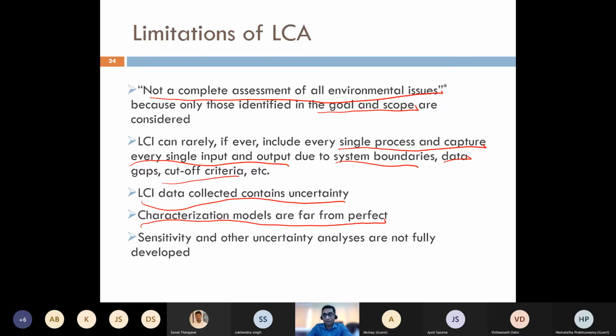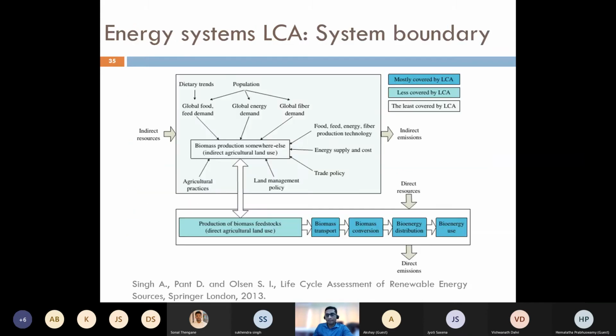Certain models, like the global ones for global warming and ozone depletion potential, are better, but other midpoints or endpoints are geography specific and have a lot of local assumptions built into them, which need to be understood and modified if needed. Uncertainty analysis is being done, but there's still a lot of scope for that in the future. So with that, let me bring in some of the issues of LCA that need to be considered when we are doing the LCA of a bioenergy system.